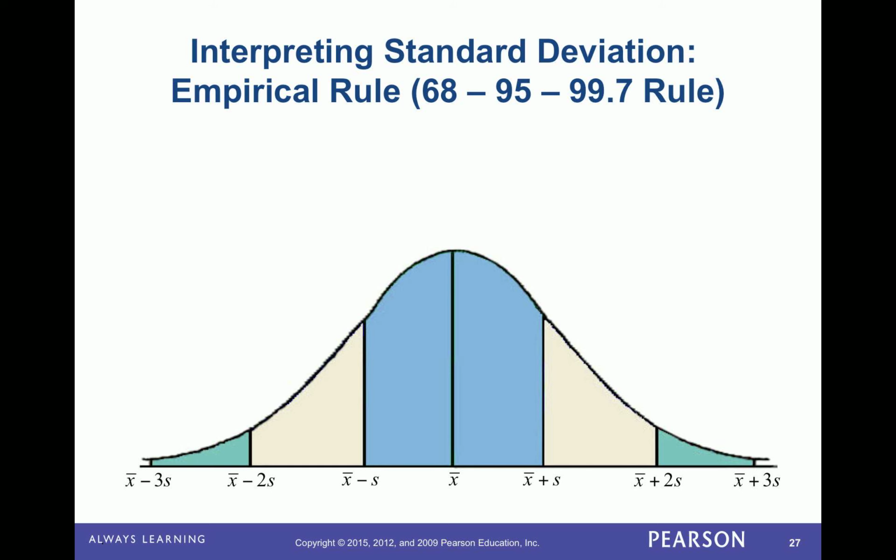So this is our standard deviation empirical rule. 68, 95, 99.7. This is something you should memorize. The blue is 1 standard deviation left and right. The tan is 2 standard deviations left and right. And then the addition of the green, which is 3 standard deviations left and right. And this is a bell curve.